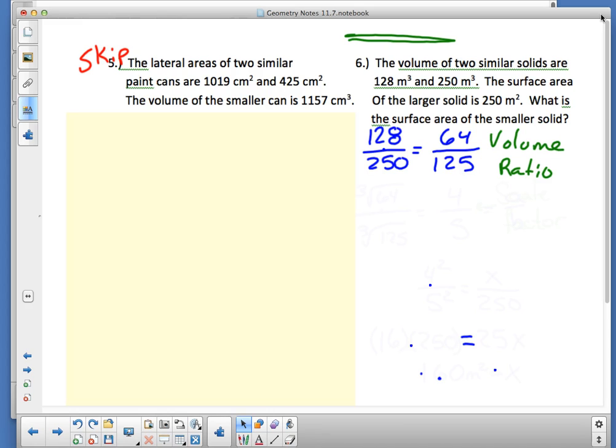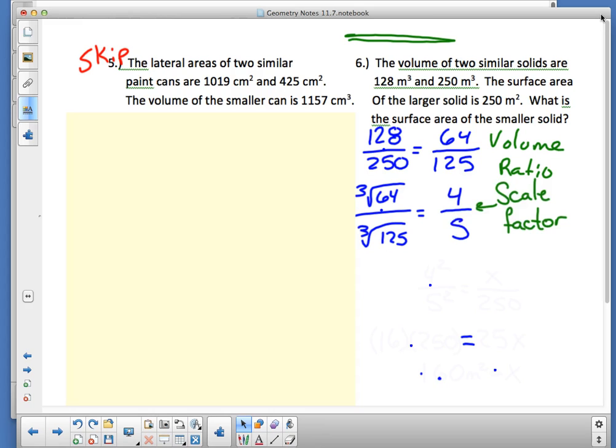A lot of times when people go, oh, I've done a lot of work on that balloon, it must be done. No, focus on what you have and where you have to go to get our next step. So we need to take our volume ratio and take its cubic root to find scale factor. So our scale factor is 4/5. Now, it's all about what they're asking me to find. So I'm rereading the question. The volume of two similar solids are 128 meters cubed to 250 meters cubed, and we found their scale factor 4 to 5. What is the surface area of the smaller solid if the larger one is 250 meters squared?